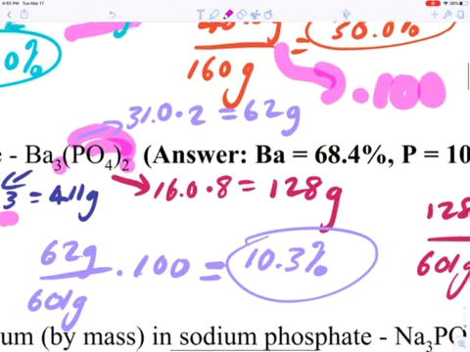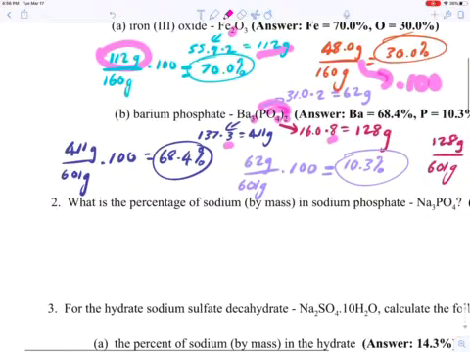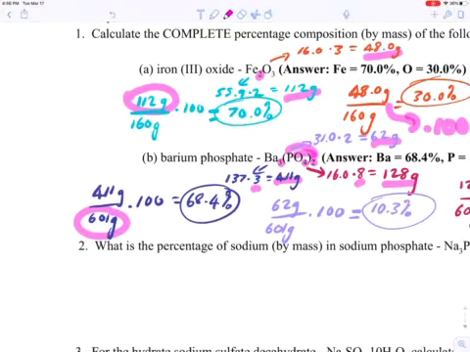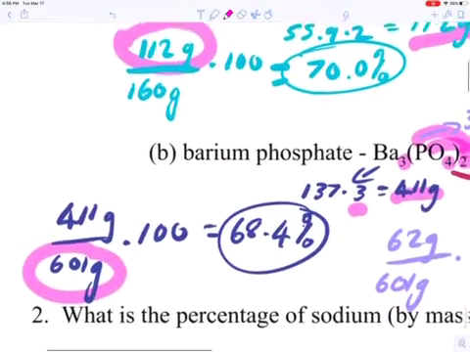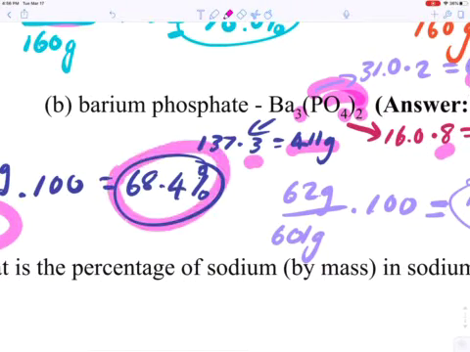And then oxygen. Now oxygen, there are actually 8 oxygen atoms in this molecule. So that's because of that 4 and the 2 outside of parentheses. So we're going to do 16 times 8, which is 128. Our total mass, which is going to be found by adding the 411, the 128, and the 62 together, is 601. So when we want to get the percentage of just the barium, we're going to say 411 over 601 multiplied by 100, and we get 68.4%.